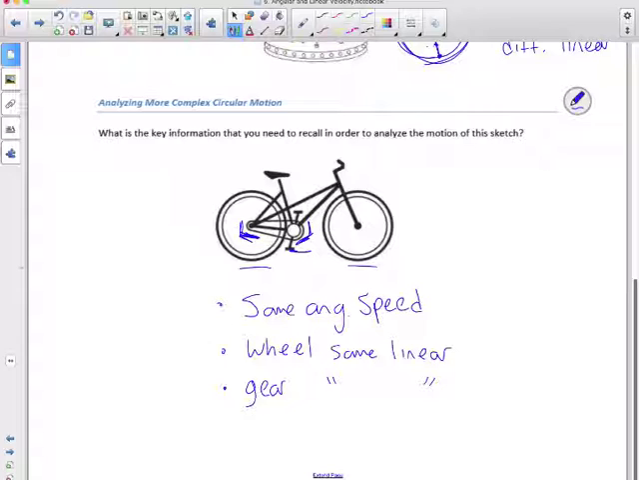So I could give you information on the front wheel, which you would have to then translate to the back wheel, which we could then move onto the back gear, and then we could take the back gear and move it to the pedal gear, and then move it all the way to the pedals. Okay, so that's the type of complex problems we might be dealing with.